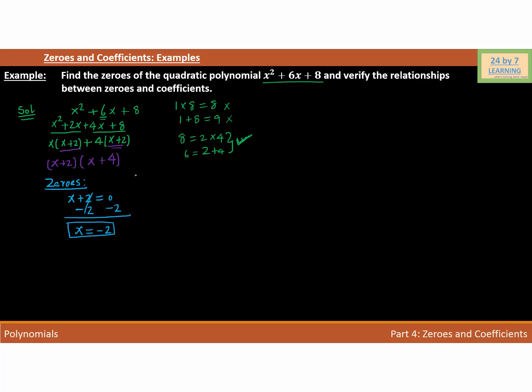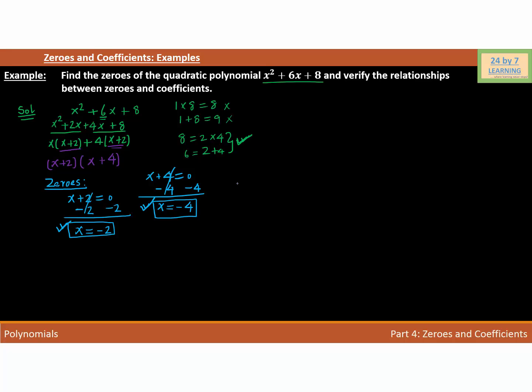Now the second factor is x plus 4 is equal to 0. To find the value of x, I'm going to subtract 4 from both sides, and this 4 will be cancelled out. And I have x is equal to -4. So my second zero of the quadratic polynomial is x equals -4. So my zeros are x is equal to -2 and x is equal to -4.